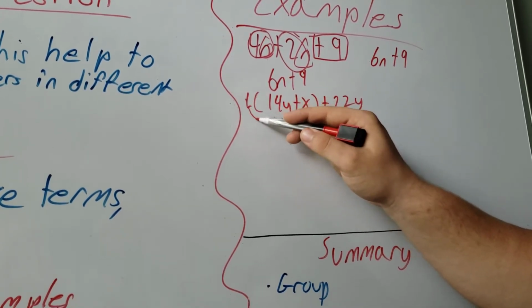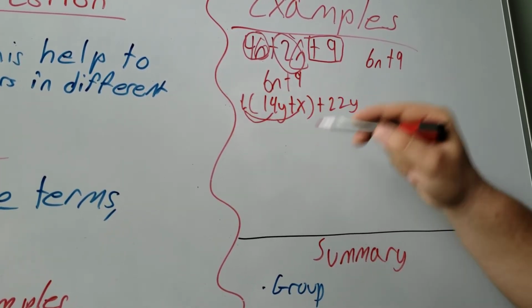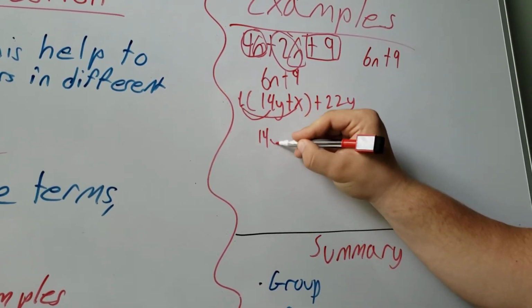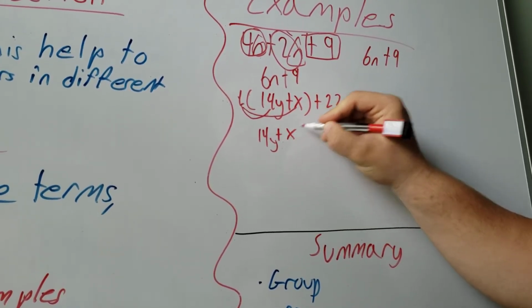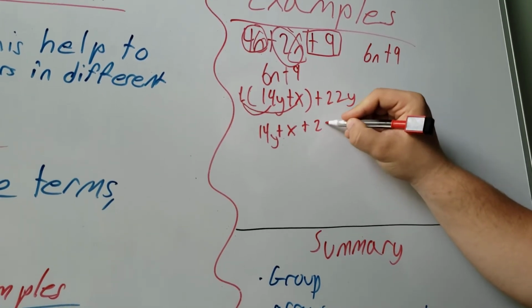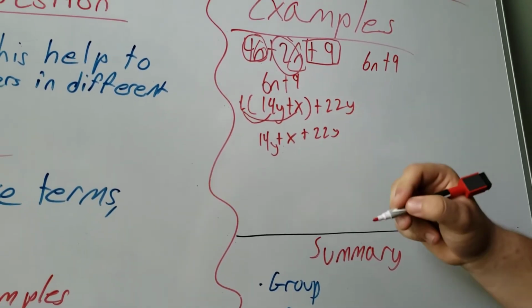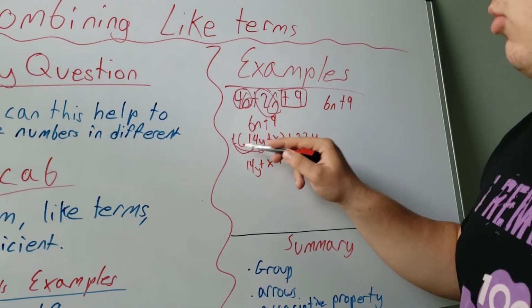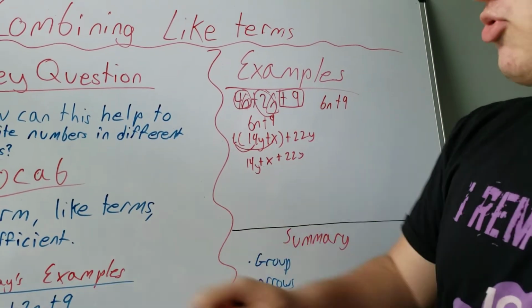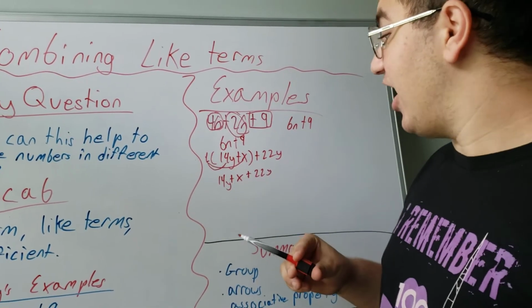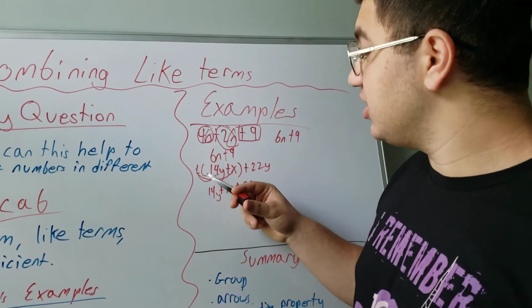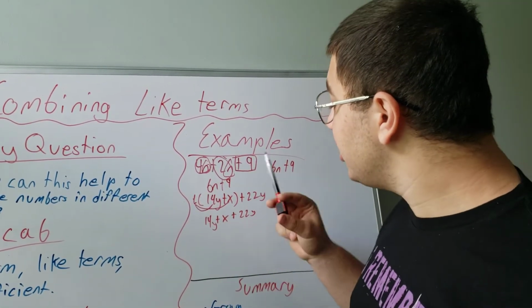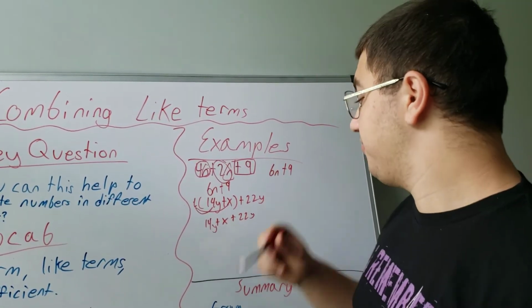So we multiply the 1 to the 14y and the 1 to the x, and we get 14y plus x. And then we bring down the plus 22y. Now, let me just say it again. This 1 was not in the original problem, but we were able to add that because the 1 helps us to get rid of the parentheses without changing the value of each and every single term, okay?